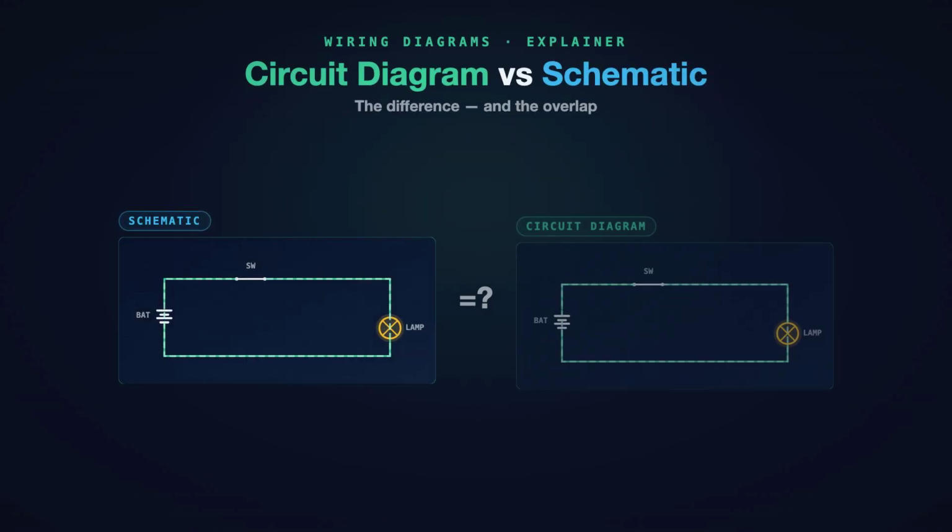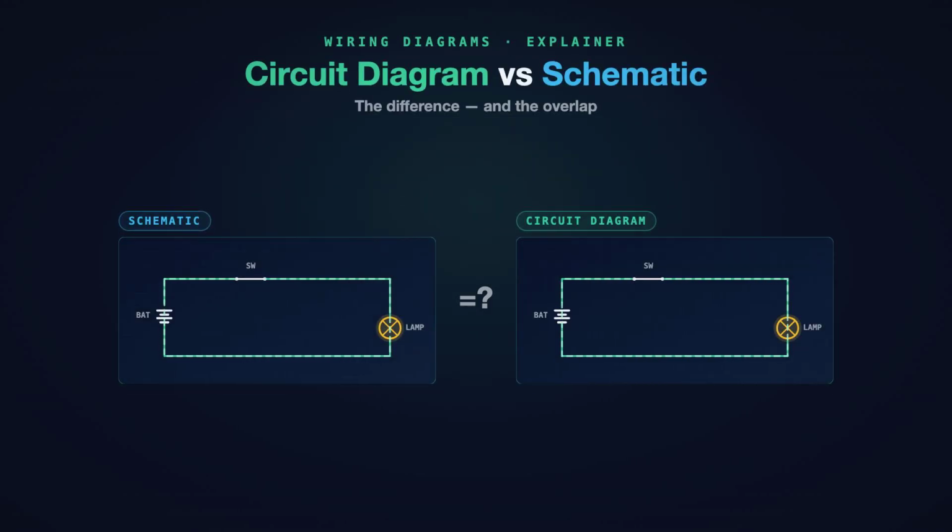Here are two drawings of the same little circuit. On the left, a schematic. On the right, a circuit diagram. So are they the same thing? Or is there a real difference? This is the honest answer to circuit diagram versus schematic.